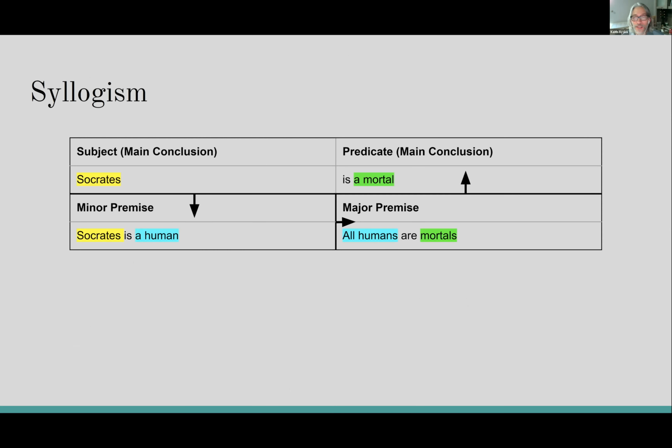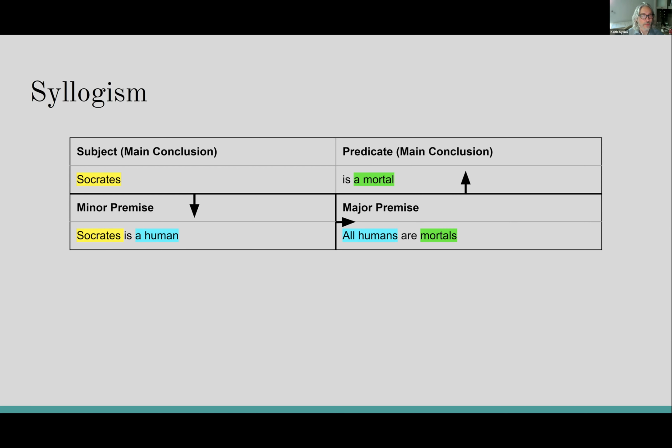All right, now how do you test the validity of the argument? I call this circuit logic, because in a valid argument, you should be able to make a complete circle. The conclusion purports to connect two ideas, Socrates and a mortal. And so in order to do that, what we need is a series of steps. We need to go from the subject of the conclusion through the minor premise to what's called a middle term. That's the blue term, a human.